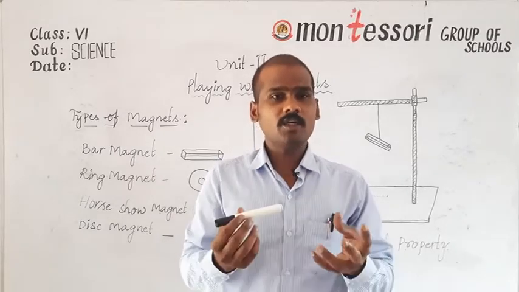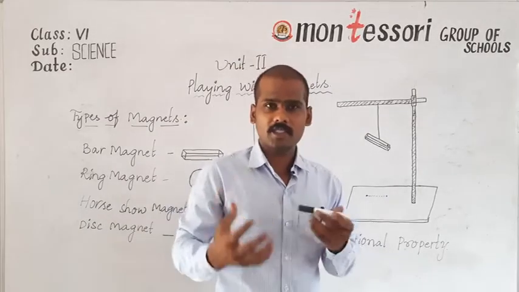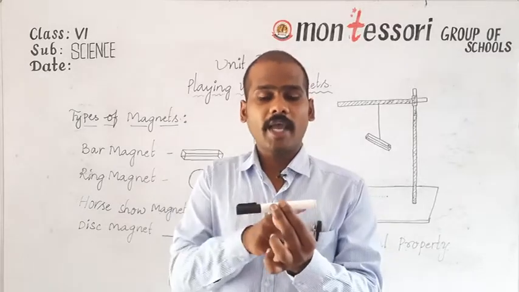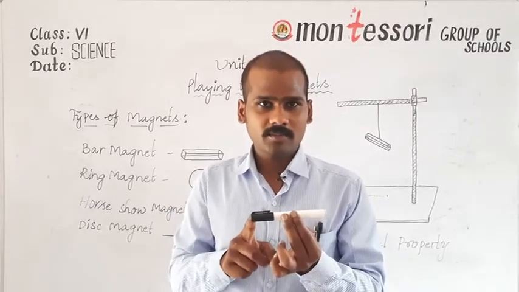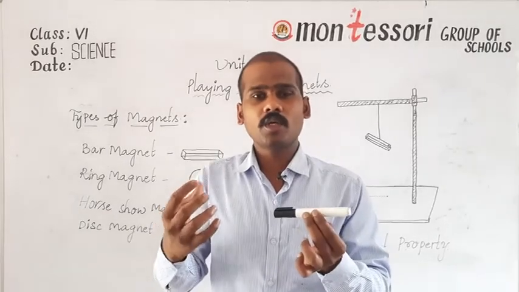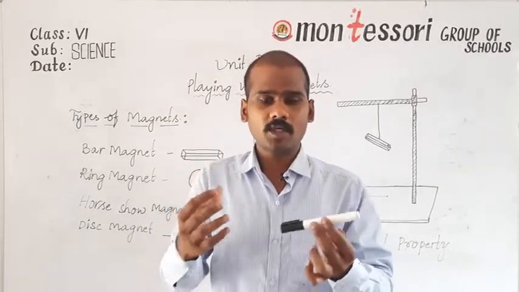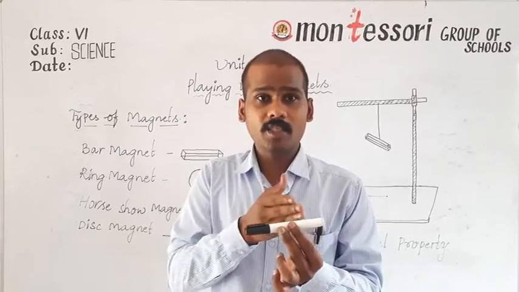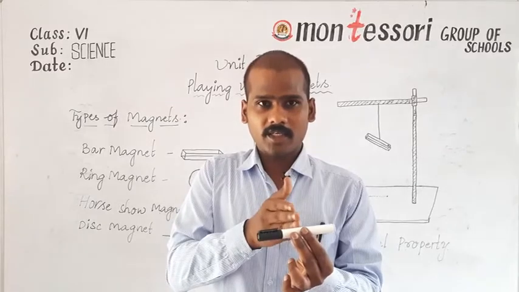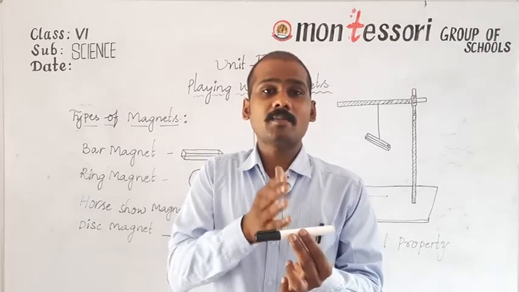Okay, so from this, what we can understand is that the magnetic strength is more at the ends of the magnet than the middle part. It seems there is more magnetic power at the ends of a magnet than the middle part. Okay, so here at the ends of the magnet we say that there exist some poles.